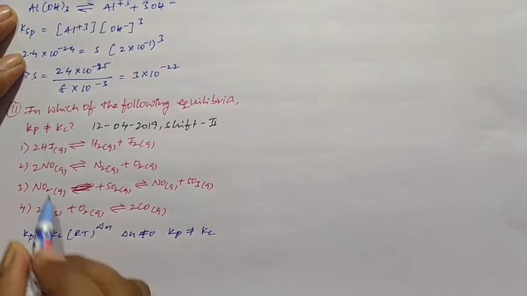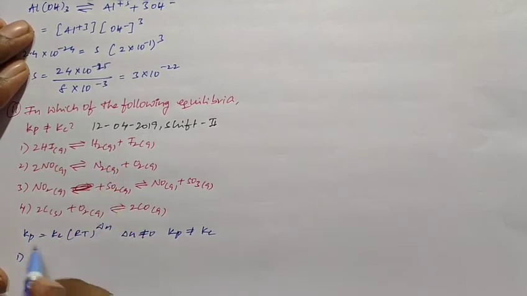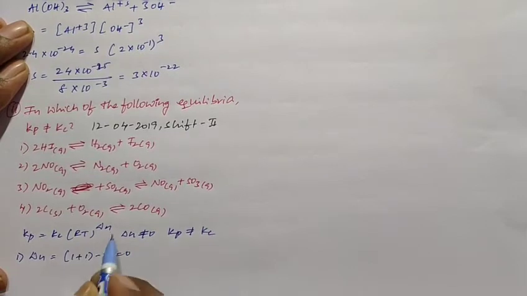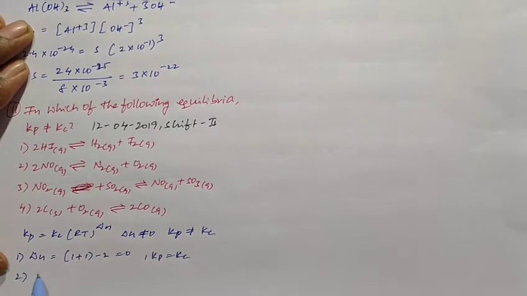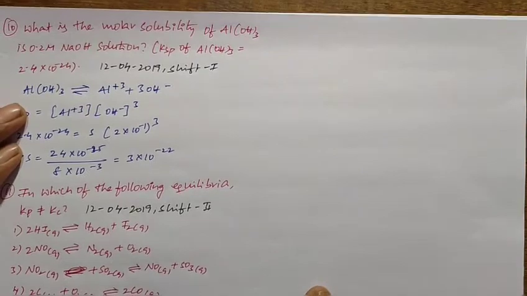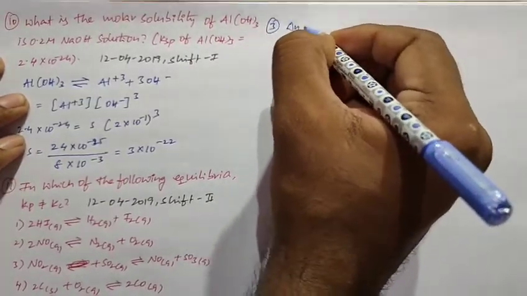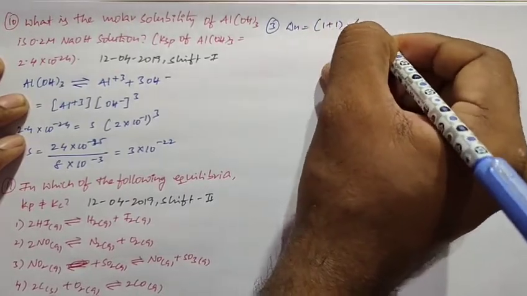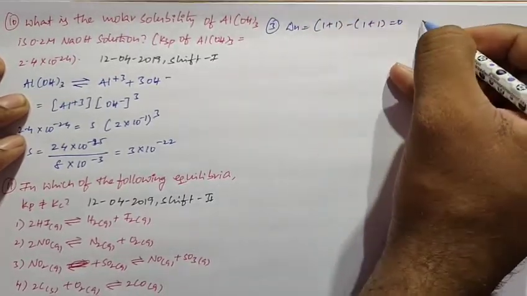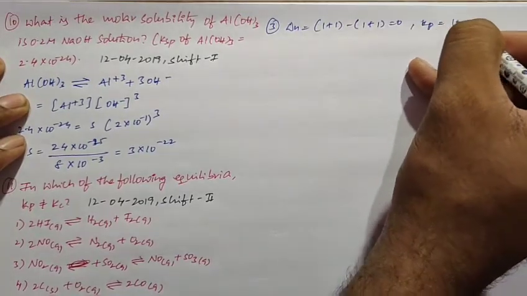So first equation is given as 2HI gives rise to H2 plus I2. Here delta n is equal to 1 plus 1 minus 2, you get 0. So for this reaction, Kp is equal to Kc. When you go for the second reaction, delta n is equal, here also 1 plus 1 minus 2, you get 0. Here also Kp is equal to Kc. When you go for equation 3, delta n is equal to 1 plus 1 minus of 1 plus 1. Here also delta n is equal to 0. Then for this reaction, Kp is equal to Kc.